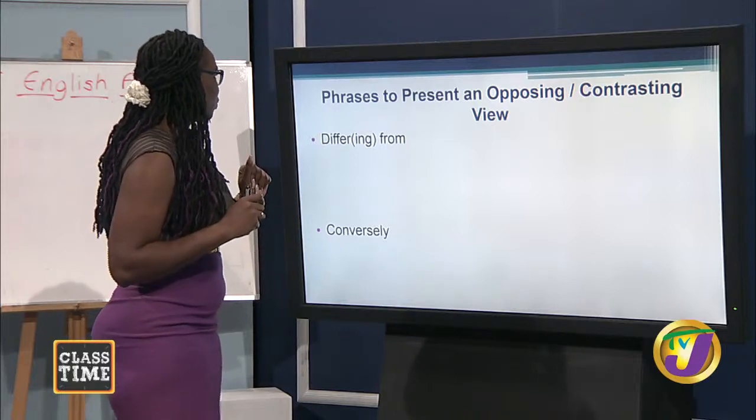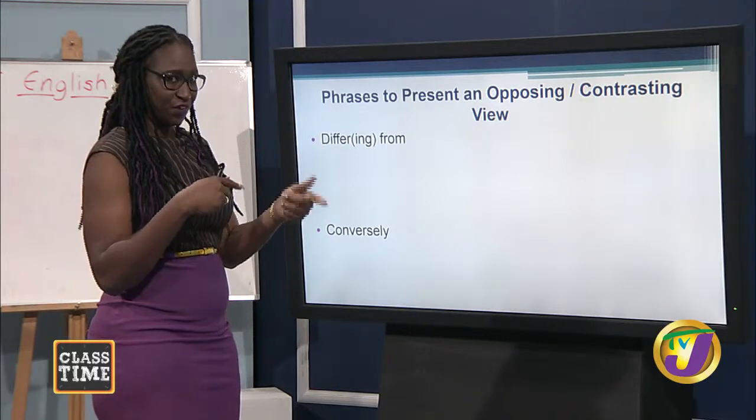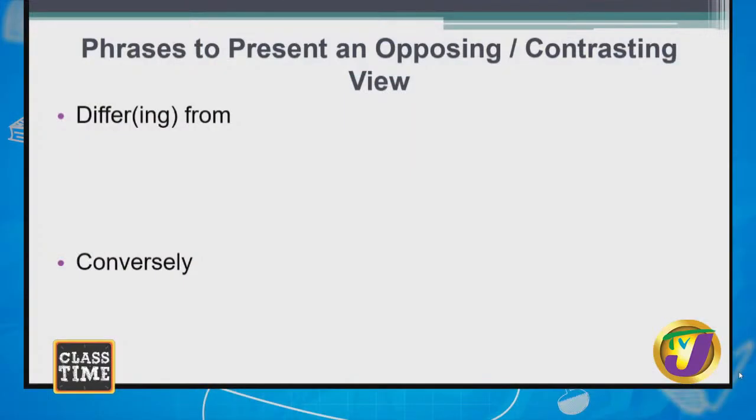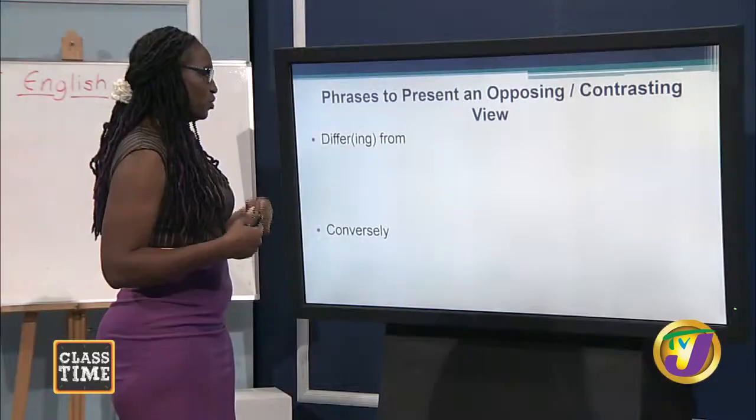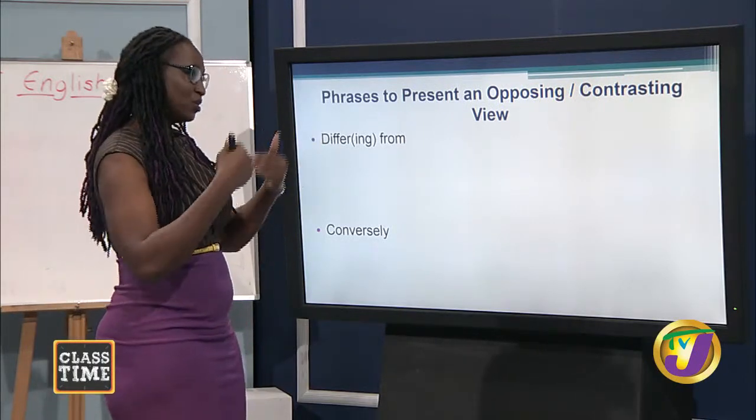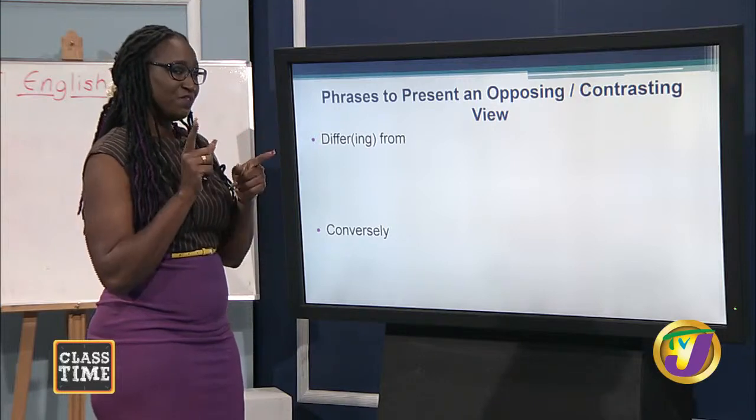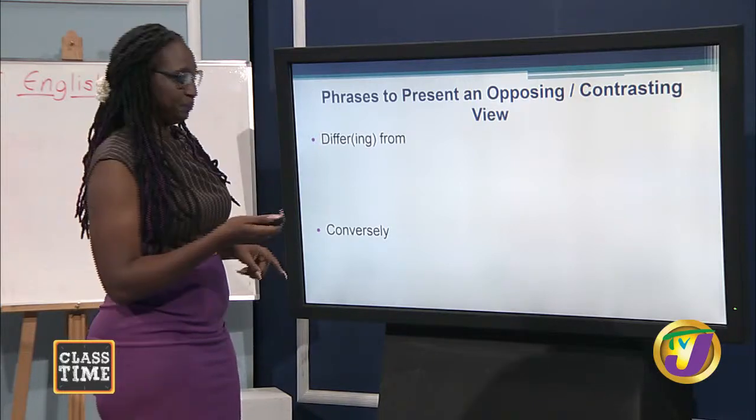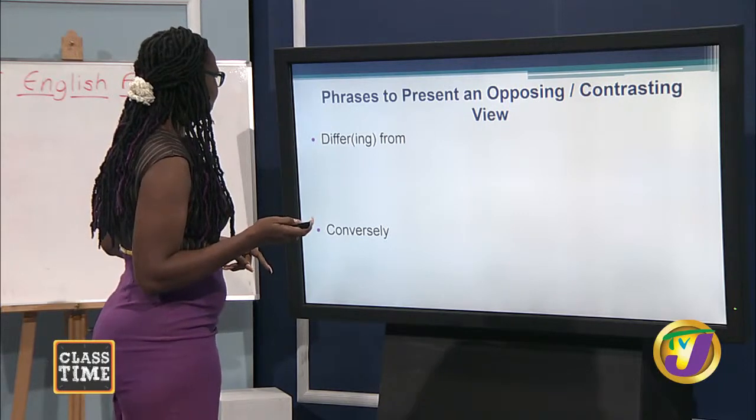Now, let's look at how you would use differ from or differing from, and how you would use conversely. So think about that now. How can you use differ from or differing from to show an opposing or contrasting view? How could you use conversely to bring in an opposing or contrasting view? Remember now, you're appealing to your opposition. So you have to know how to bring in that contrasting view to actually emphasize the point you want to make. So let's look at a possibility.